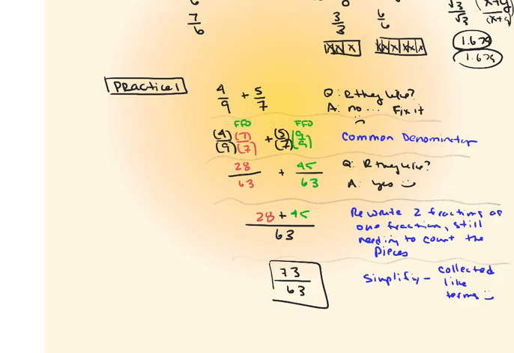Okay, so how'd you do? Ask yourself, are they like? Nope. So get a common denominator by pulling out your fancy forms of 1. Fancy form of 1 is going to give us a new denominator of 63. So now I have 28 pieces of 63 and 45 pieces of 63. So my 28 pieces and my 45 pieces of 63 are going to get me 73 pieces of 63. How'd you do? Let's do another practice.